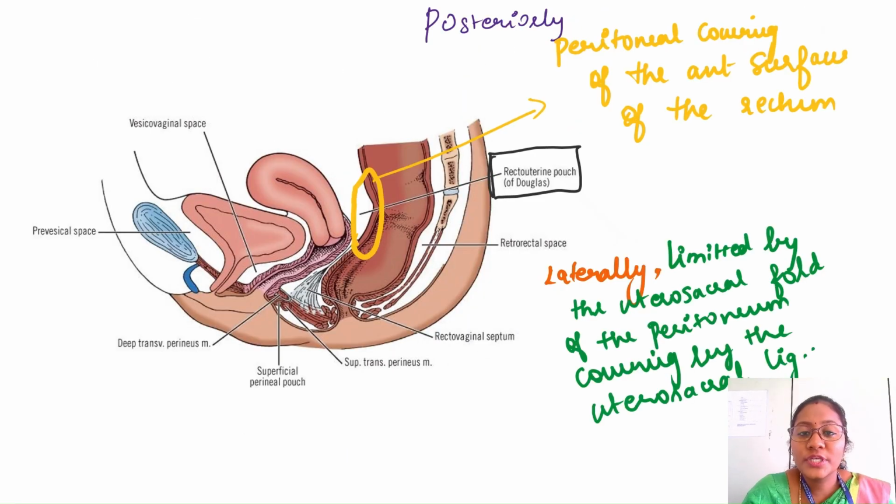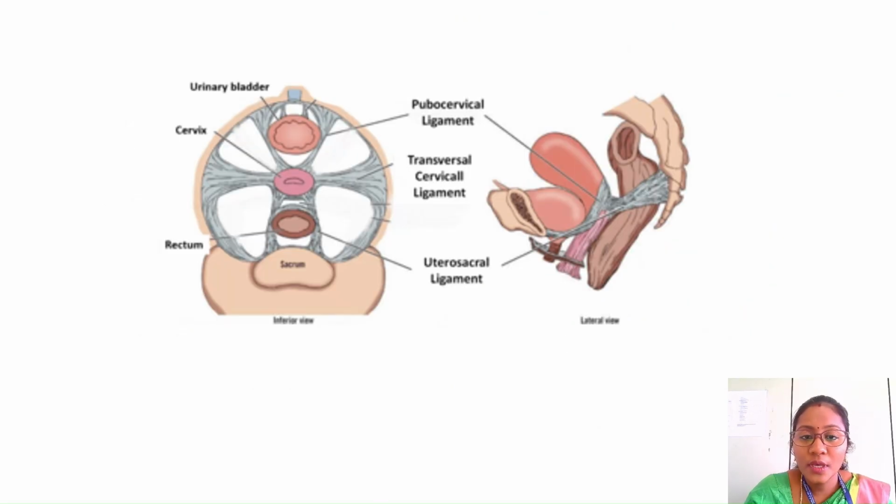This is the posterior region. See the posterior region: the structure here is the peritoneal covering of the anterior surface of the rectum, and laterally it is covered by the uterosacral fold of peritoneum, covering the uterosacral ligament. So this is the uterosacral ligament.